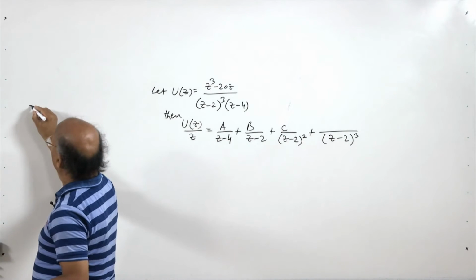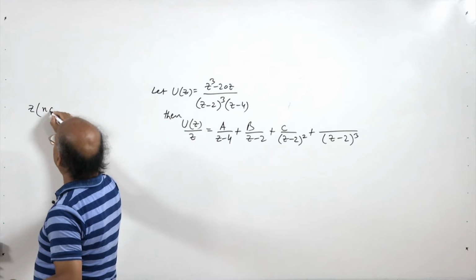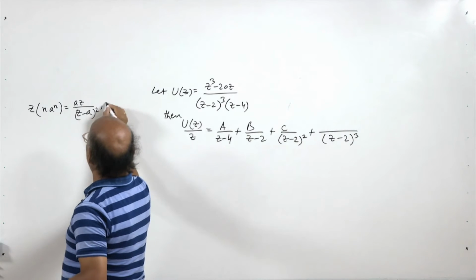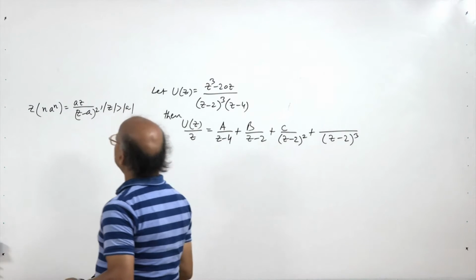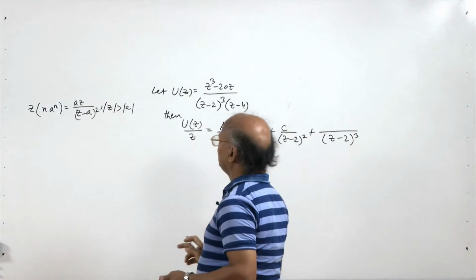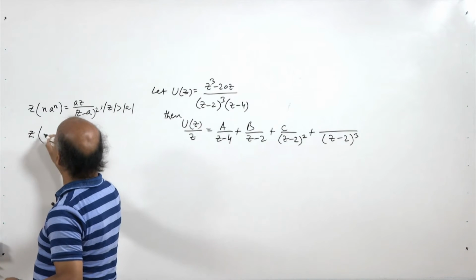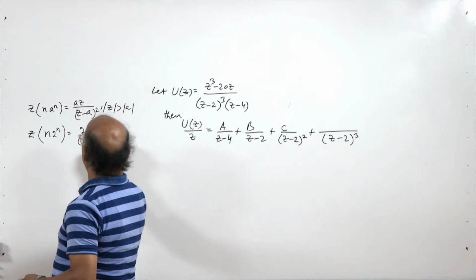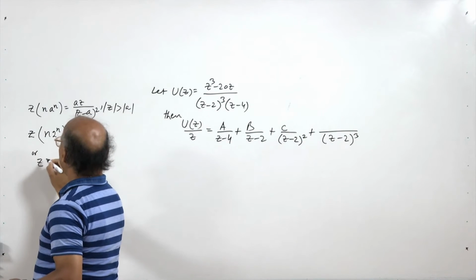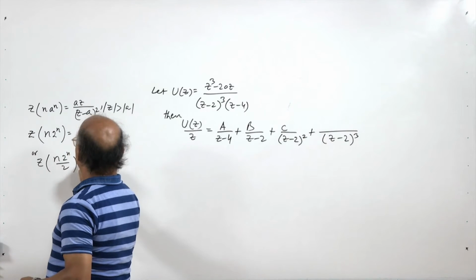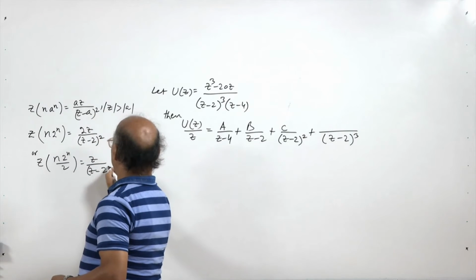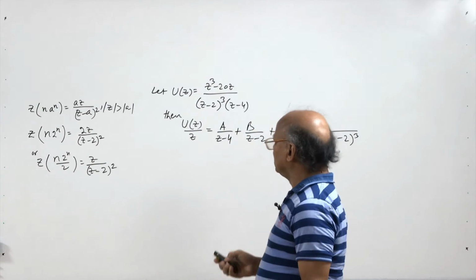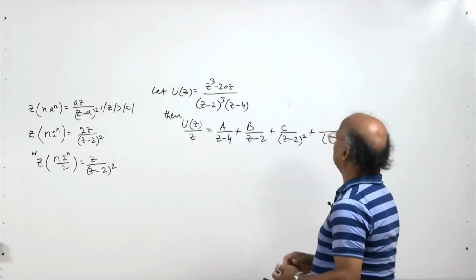Let us recall that the Z transform of n into a to the power n is az upon (z minus a) whole square when mod of z is greater than mod of a. Here, because I have (z minus 2) whole square, you take a equal to 2. So, the Z transform of n into 2 to the power n will be equal to 2z upon (z minus 2) whole square, and so we can say that the Z transform of n times 2 to the power n divided by 2 will be z upon (z minus 2) whole square. So, the inverse Z transform of z over (z minus 2) whole square will be n times 2 to the power n by 2. We will be able to invert this term also.